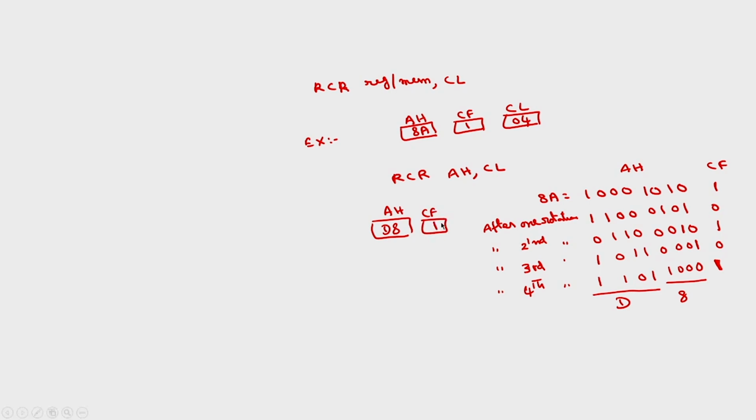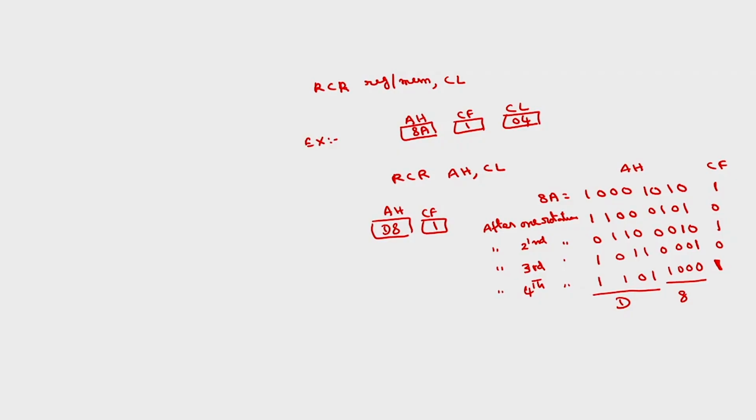This is how you can rotate the contents of any register or memory by multiple number of bits. The number of times that it has to be shifted has to be taken into CL, and this is the default register, you cannot take any other register. So CL contains the number of rotations to be done, and we have to specify here a register or memory location. This is about RCR, register/memory, CL.